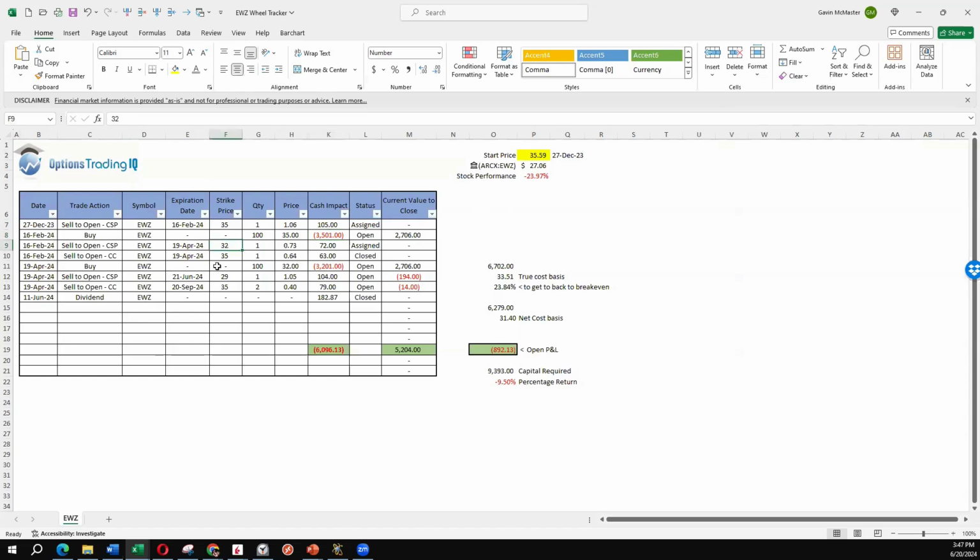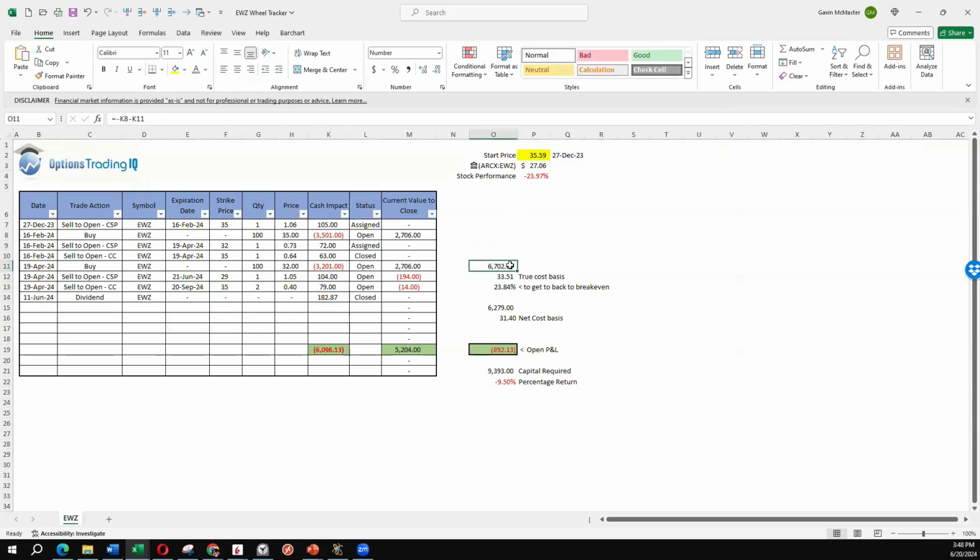We sold a 32 put and a 35 call for April. The 32 put ended up getting assigned, so we bought another 100 shares at 32. Then we sold a third put down at 29, and we sold 2 calls up at 35. And also here we received some dividends.